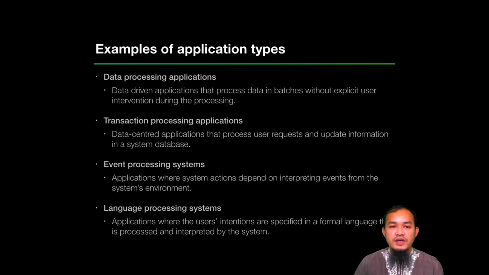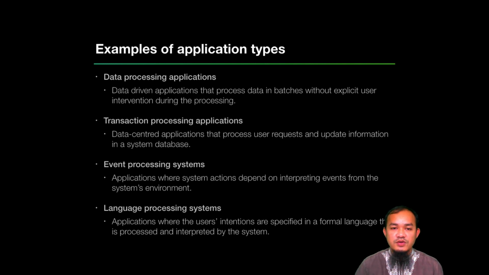Examples of application types. These are the famous application types nowadays: data processing, transaction processing, event processing, and language processing systems. These are the famous and essential types that have become common applications used nowadays. Data processing: the data-driven application, any kind of application that uses data to drive it. Whatever kind of database, whatever kind of data, we call this data processing.